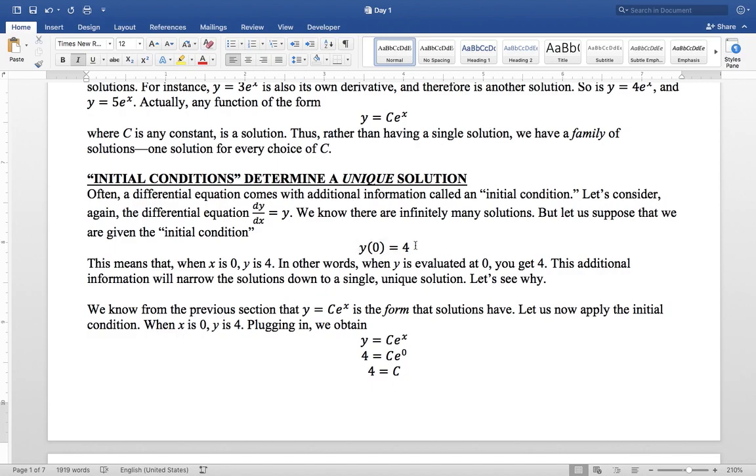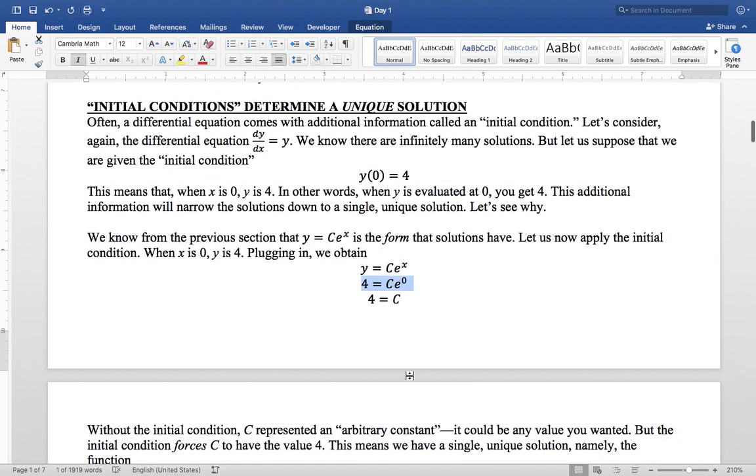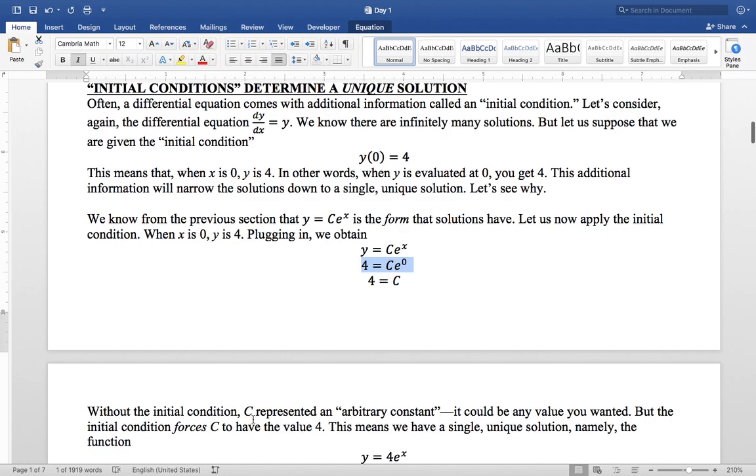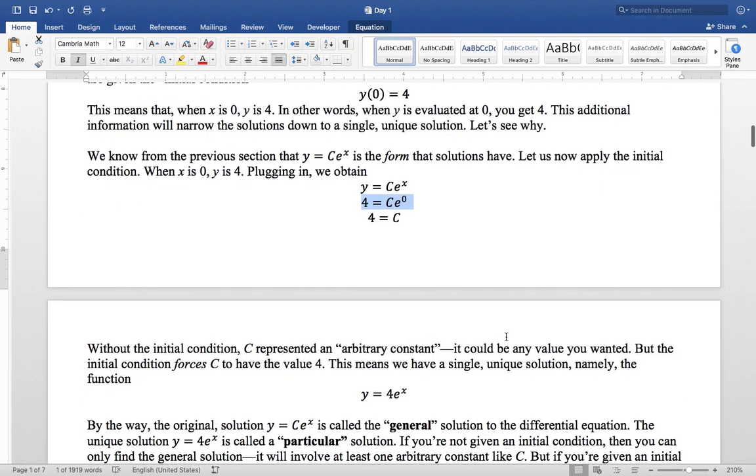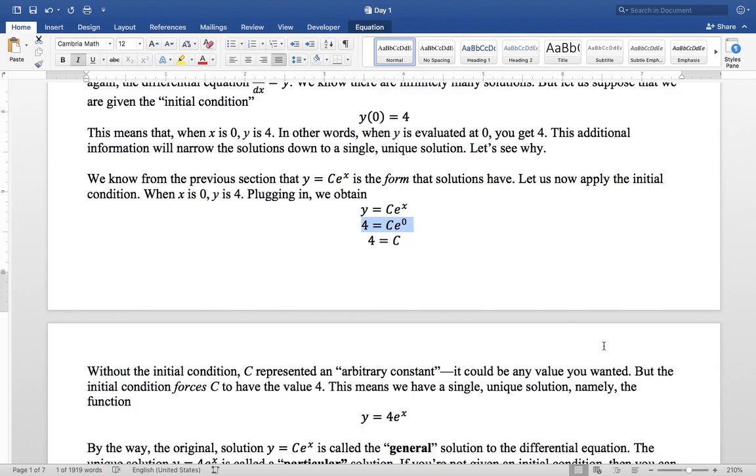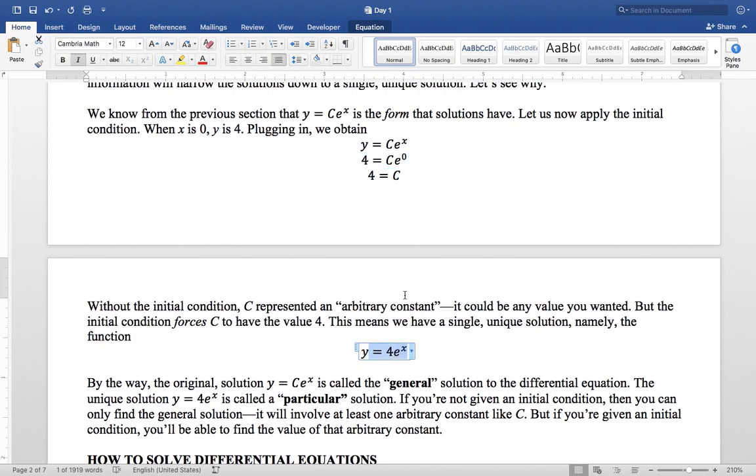So the initial condition again says that when x is 0, y is 4. So if we take this equation here and we replace x with 0 and y with 4, we obtain this equation right here. Now e to the 0 is 1, and so that whole right-hand side is just c. And we find that 4 is actually equal to c. Which means that, look, without the initial condition, c represented an arbitrary constant. It could be any value you wanted, 3, 4, 5, negative 12, doesn't matter. But the initial condition forces c to have the value 4. This means that we have a single unique solution, namely the function y equals 4e to the x.